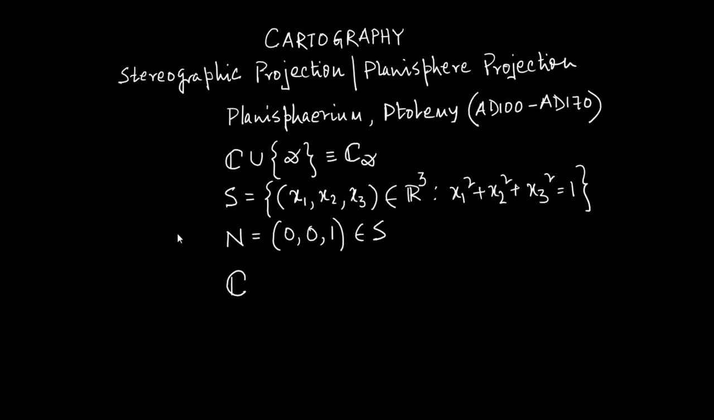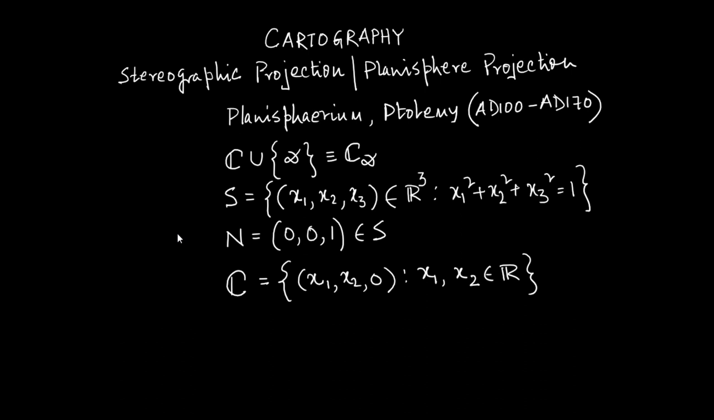Let us identify the complex plane C as the plane given by (x1, x2, 0), such that x1, x2 are real numbers. Can you tell me which plane I am talking about? (x1, x2, 0)? Yes, this is the horizontal plane that passes through the origin, or in popular words, I'm talking about the XY plane kind of thing, which we popularly use to plot.